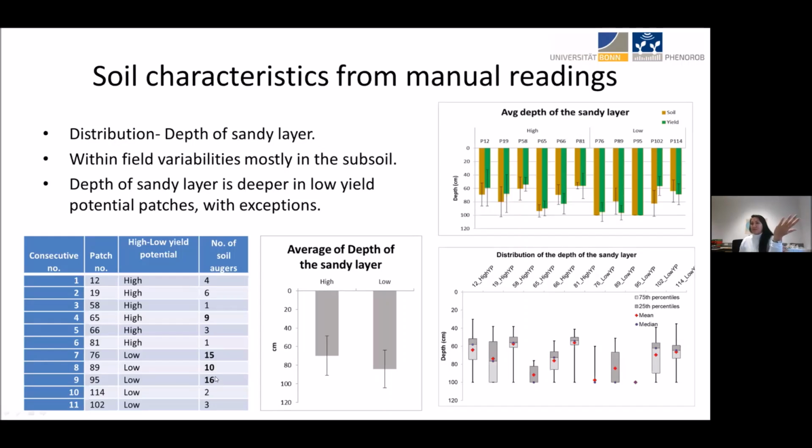But then we also have exceptions, because even in the high yield potential patches, we saw one of the patches that very frequently had fully sandy soil profiles. One particularity of this high yield potential patch is that it's within a small depression in the field. So it's possible that it has a higher accumulation of colluvial material.